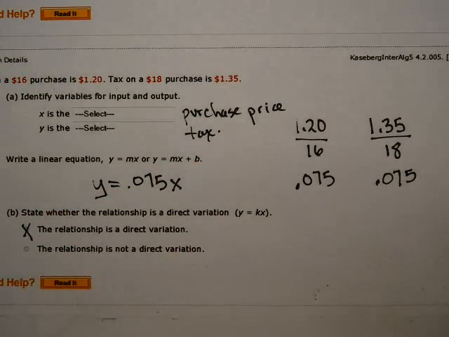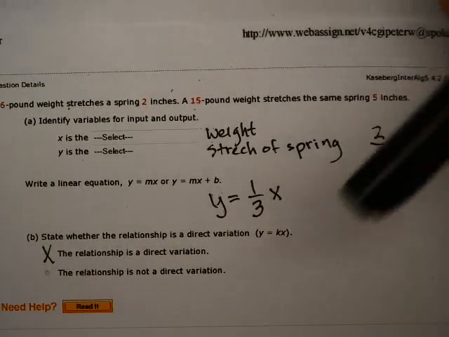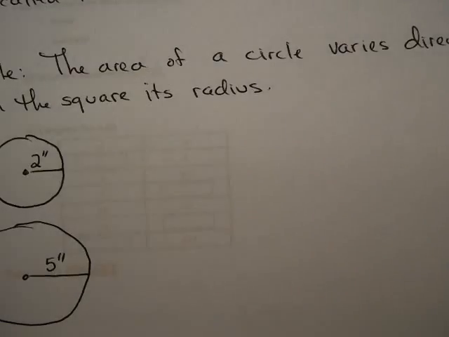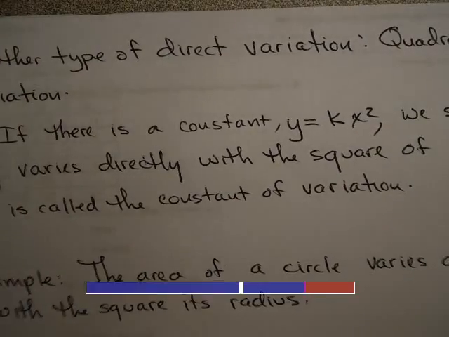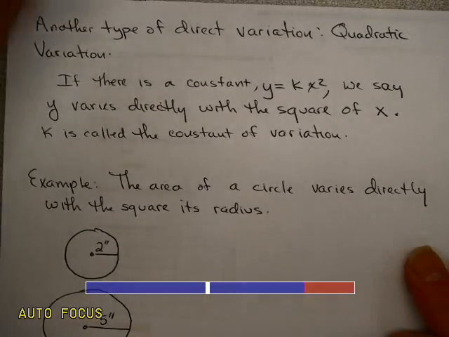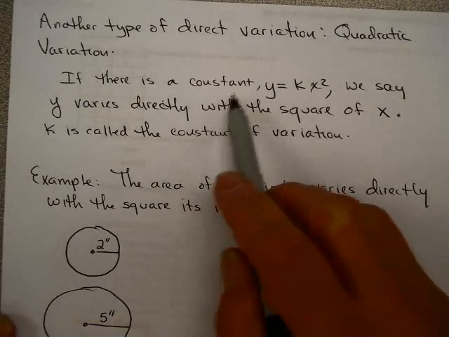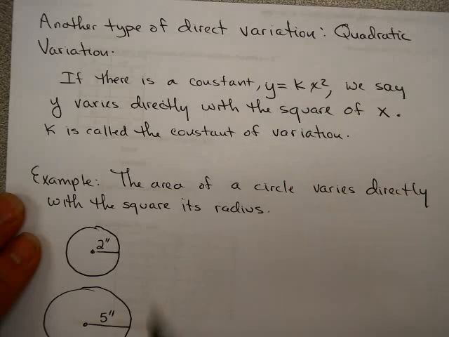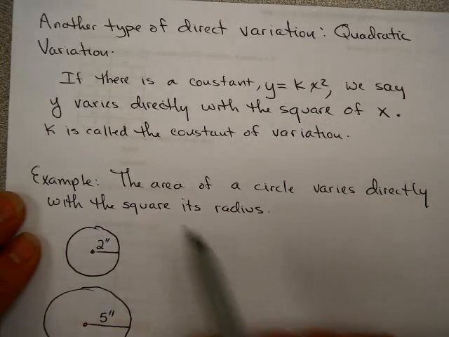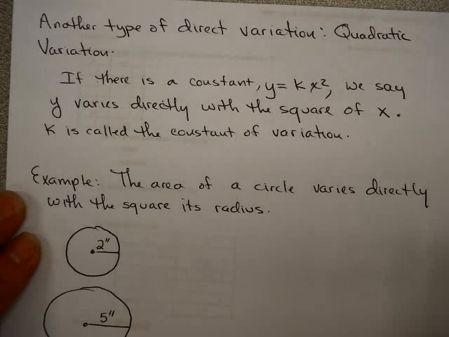Now, in all the examples we have done so far, this has been linear variation. Is it possible to have other types of direct variation? And the answer is yes. Another type of direct variation is called quadratic variation. If there is a constant, y equals k times x squared, we say y varies directly with the square of x, and k is called the constant of variation.